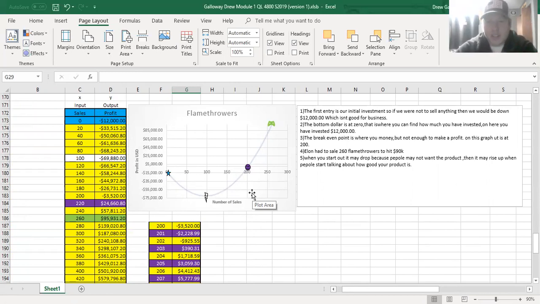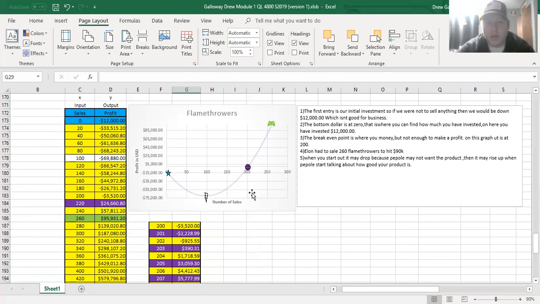The bottom dollar is at 0. That is where you can find how much you have invested on here. It is invested $12,000. The break-even point is where you get your money back, but not enough money to make a profit. On this graph, it's at 200. Elon has had to sell 260 flamethrowers to hit $90,000.